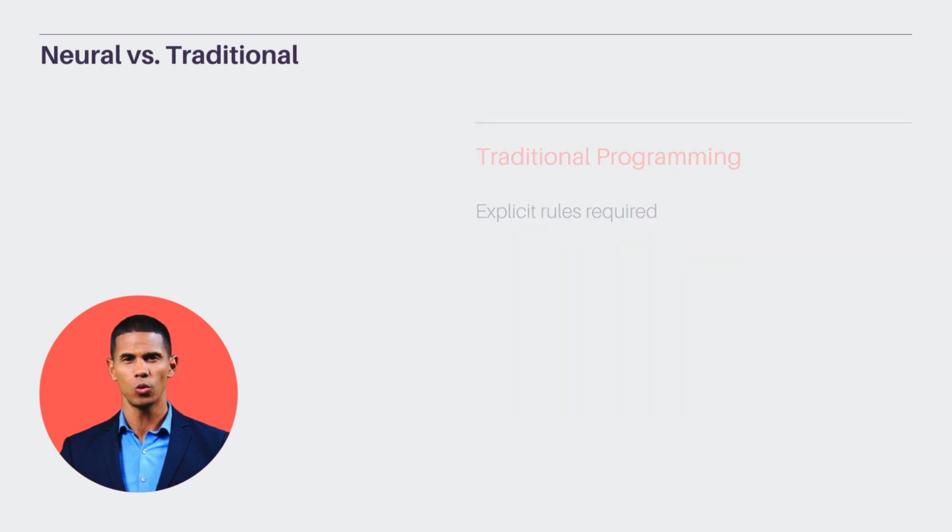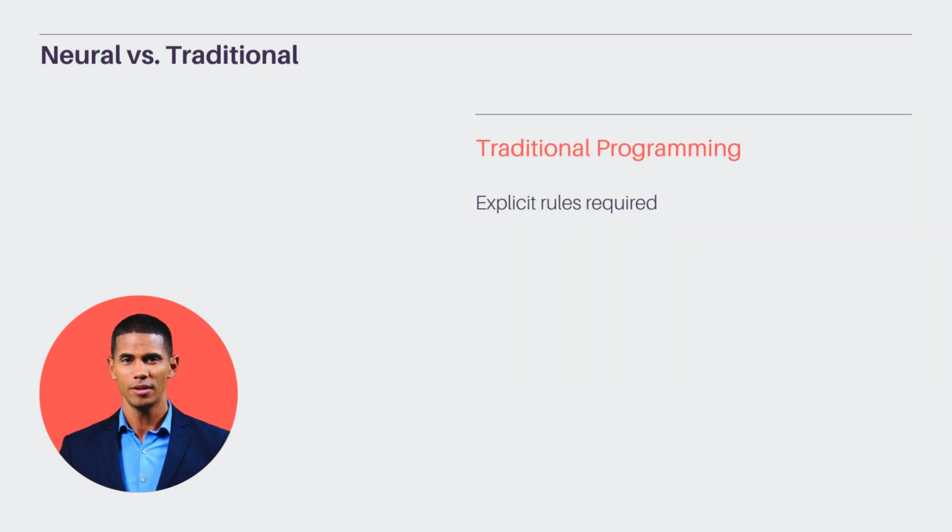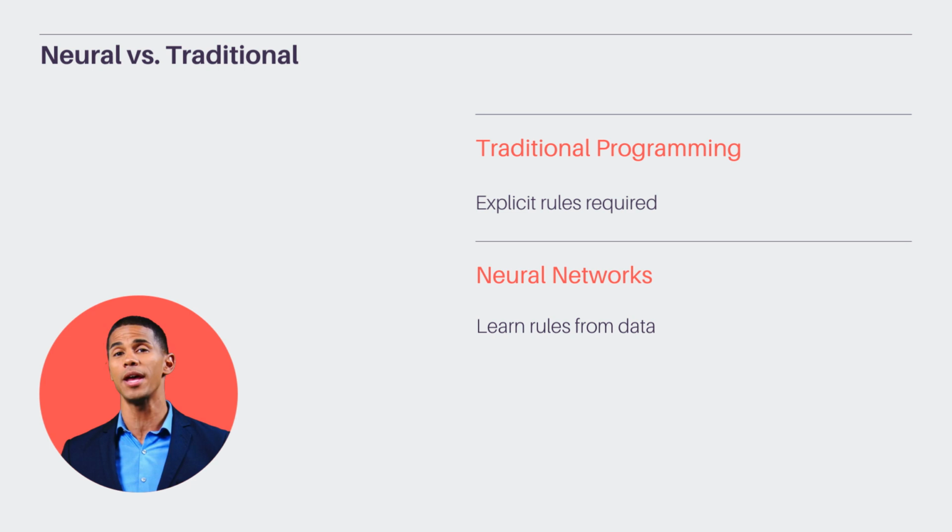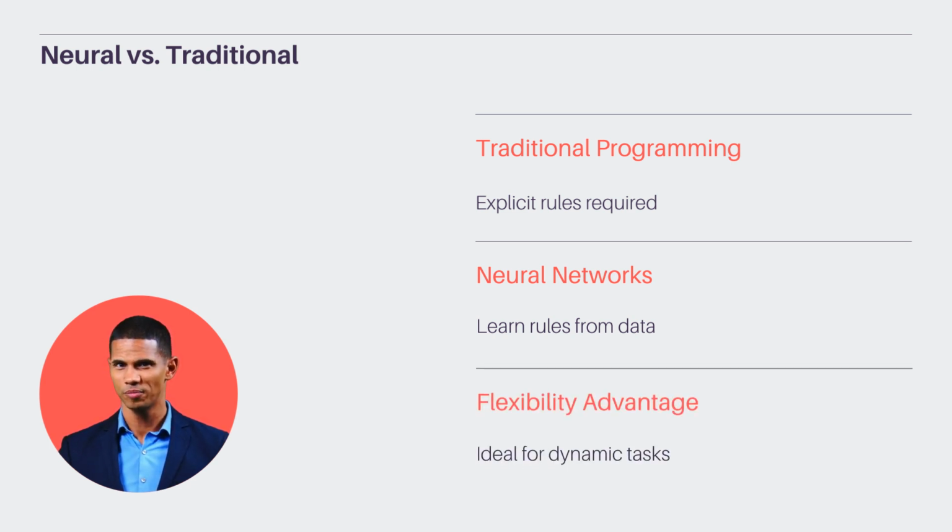Traditional programming requires explicit rules like, if it's cloudy, bring an umbrella. Neural networks, however, learn rules from data, adapting to complex tasks. This flexibility makes them ideal for dynamic problem solving, where traditional methods fall short. Now let's explore the different types of neural networks and their unique strengths for various applications.